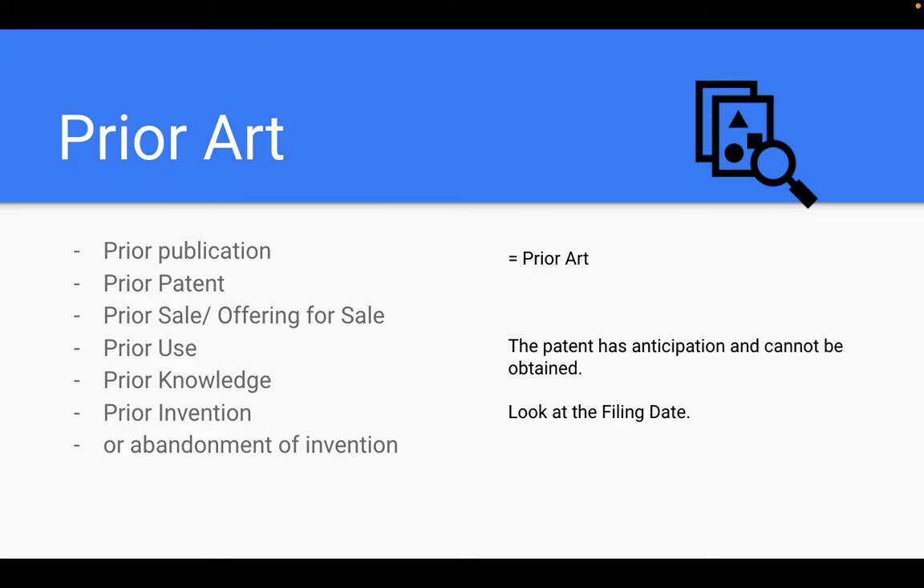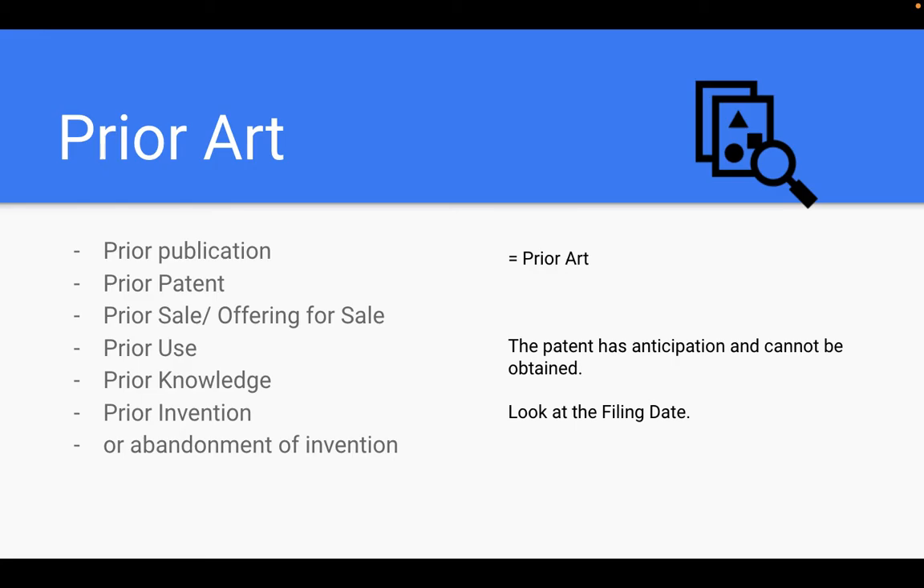Next, what is prior art? Prior art falls into seven categories, whether it's a prior publication, prior patent, prior sale or offering for sale, prior use, prior knowledge, prior invention, or abandonment of an invention. Those are prior art. And if there is prior art, the patent is said to have anticipation and it's not going to be allowed to be obtained.